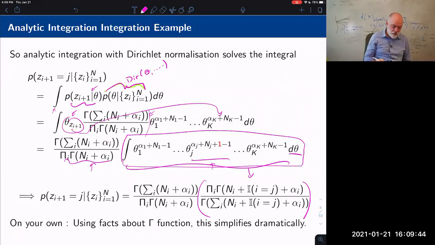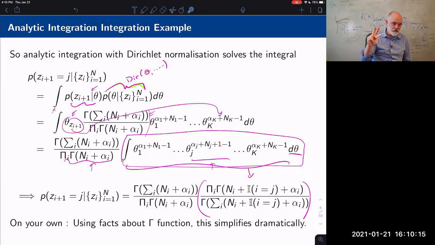Okay, and it's true. This is a relevant point. Using facts about the gamma function, you can go on and simplify this, and it ends up just being a ratio of counts. This simplifies dramatically. I'm not going to go through the simplification. It's ugly, and you can do it as part of your homework. It's not hard.